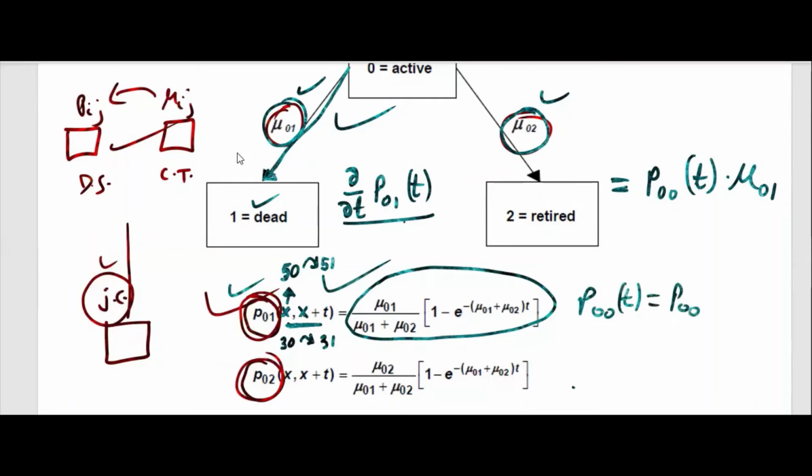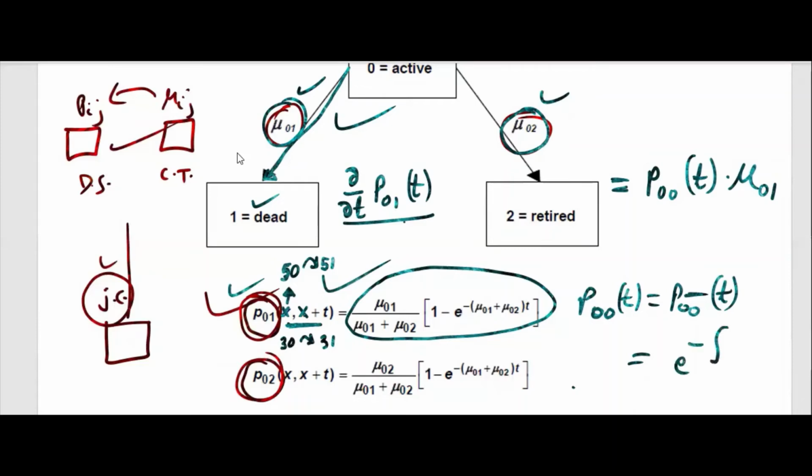That is P00 bar T, because once you leave 0, there is no way you can come back. So staying continuously in 0 before leaving 0 is equivalent to all the ways coming back also. That's why they are equal. And we have a formula for this one, that is e power.